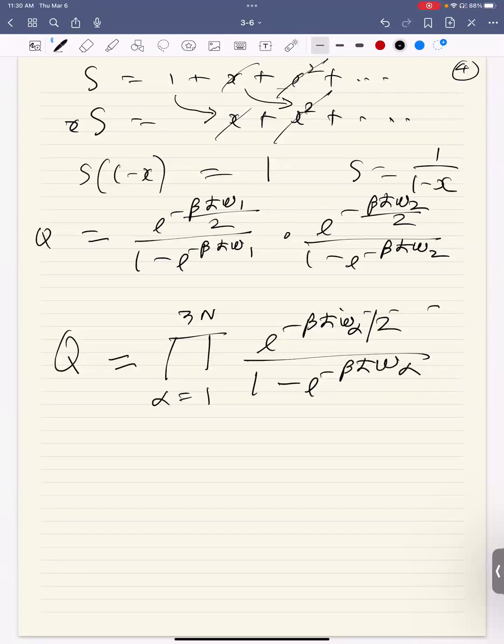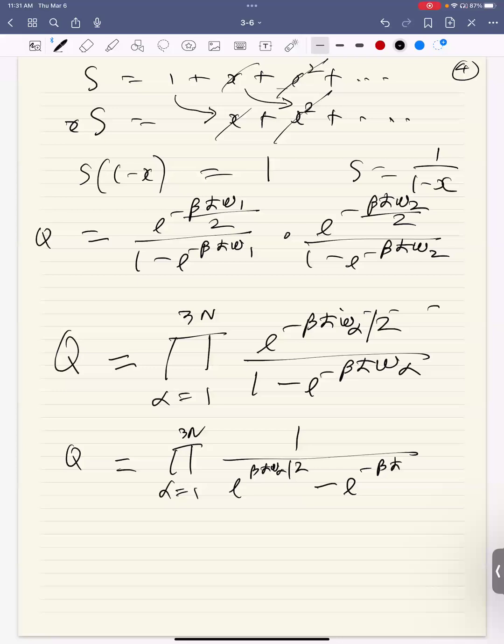This is our Q. This does not help us entirely. We are not done yet. We can simplify it slightly more. We can bring the numerator back to the denominator, right? So the numerator looks like 1. So this becomes Q is equal to the product over alpha equal to 1 to 3n of 1 divided by e to the power beta h cut omega alpha by 2 minus e to the power minus beta h cut omega alpha by 2.